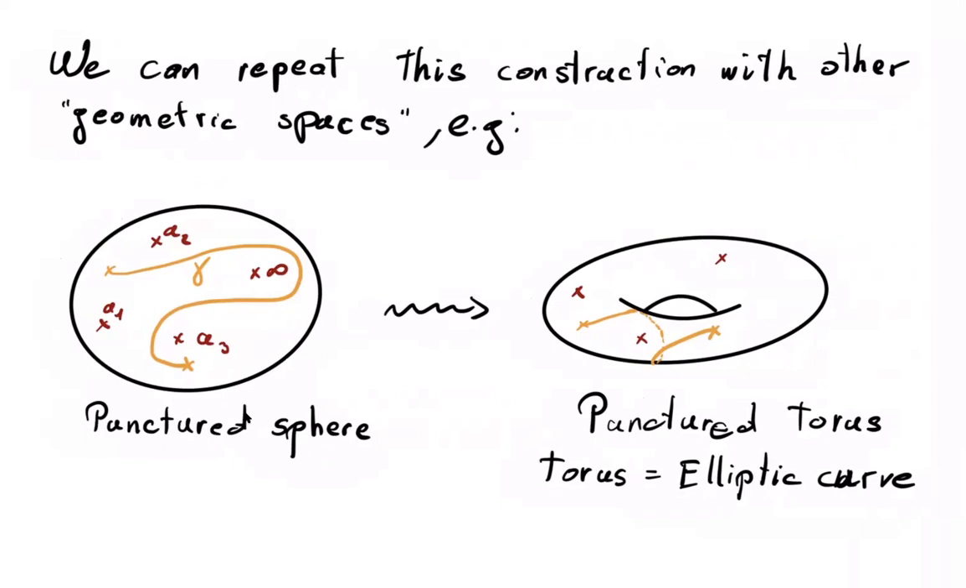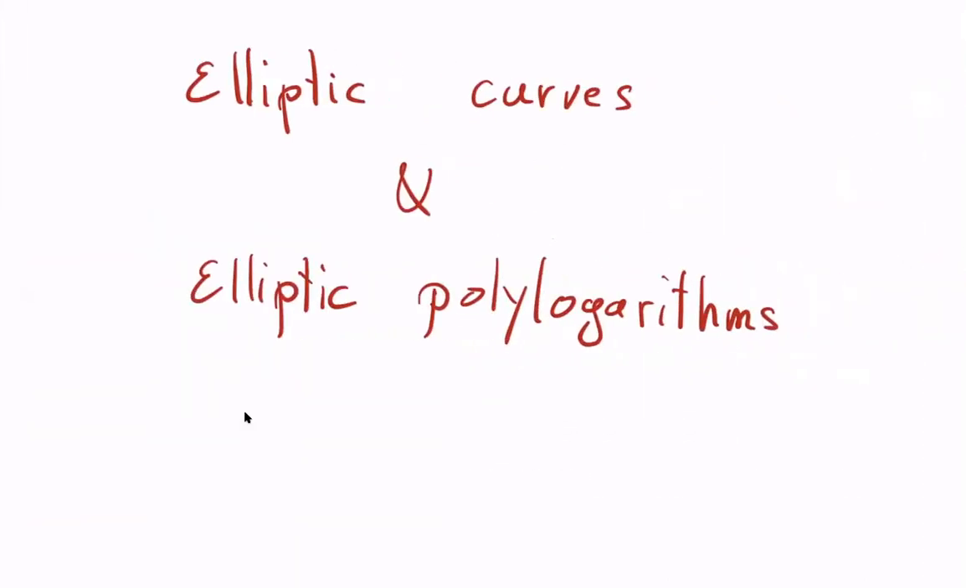Now you could even imagine going to geometric objects that are more complicated in Riemann surfaces, so higher dimensional objects. But for now, let's look at the next complicated example, which is what do you get if you look at iterated integrals on the torus of marked points. And that brings us to the topic of elliptic curves, elliptic polylogarithms. So we'll start with studying elliptic curves. And once you understand that, then the definition of elliptic polylogarithms comes out much more naturally.